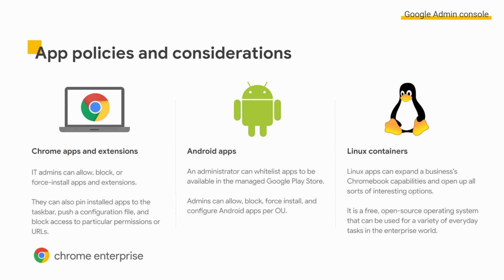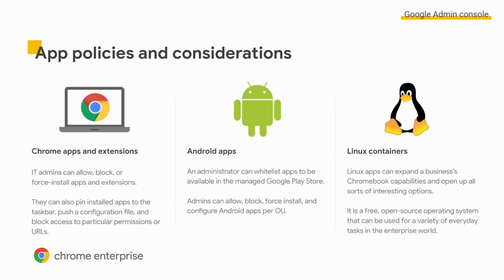IT administrators can have control over how Chrome apps, Chrome extensions, and Android apps are installed and used on devices. Let's look at specific considerations for different types of apps. Chrome apps and extensions. Chrome apps run on Chrome OS and provide a native application experience that can run in their own application windows. Chrome extensions extend the functionality of Chrome browser and the website being viewed. They are delivered from the Chrome Web Store, but can also be self-hosted if needed. An administrator can allow, block, or force install apps and extensions. They can also pin installed apps to the taskbar, push a configuration file, and block access to particular permissions or URLs.